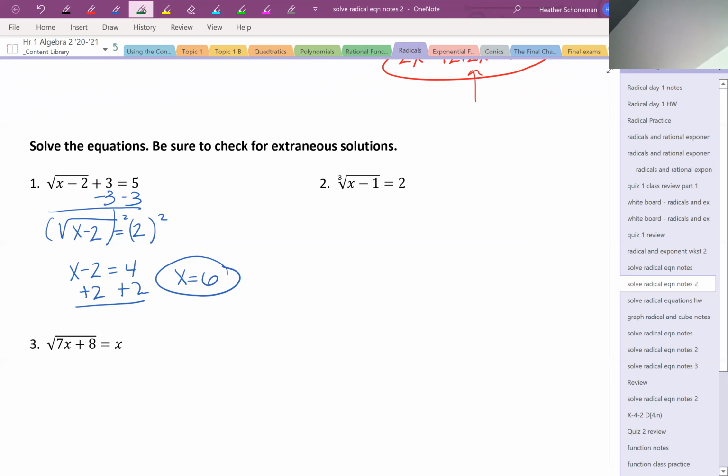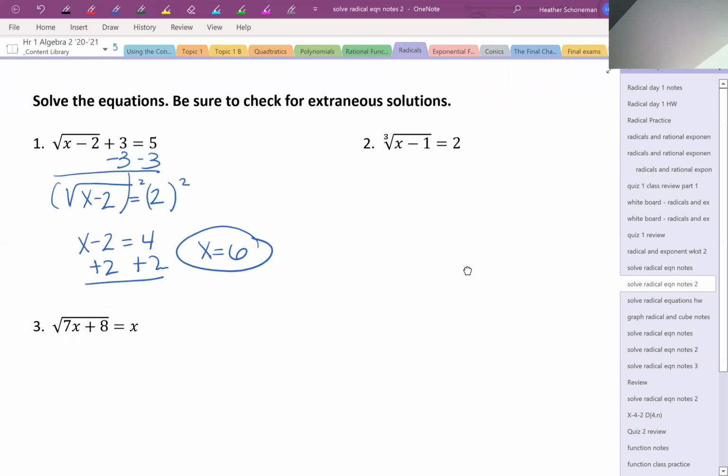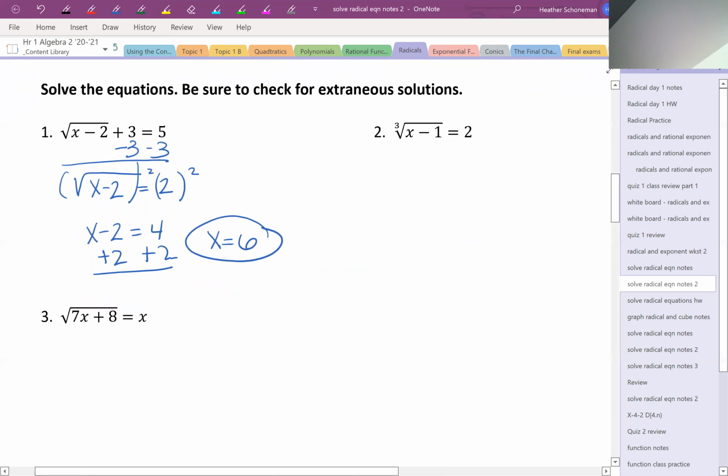Now, number 2, we haven't done one like it, but number 2 is a cube root. And to undo a cube root, instead of squaring it, we have to cube it. So on here, we get x minus 1, and here 2 cubed is 8. So we add 1 to both sides, so we get x equals 9.